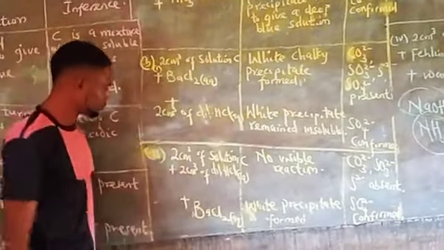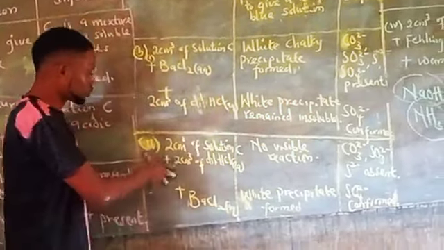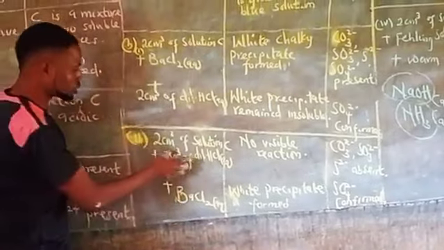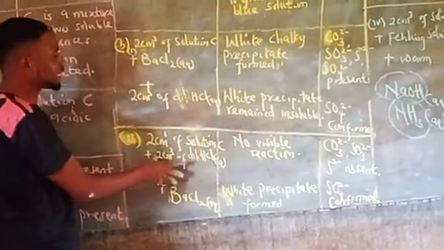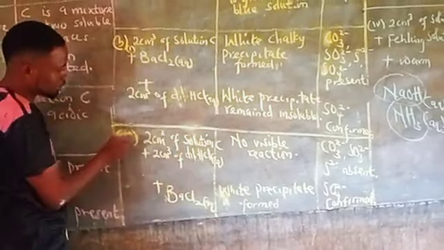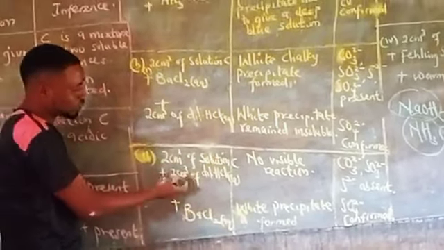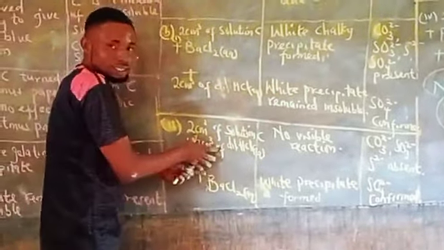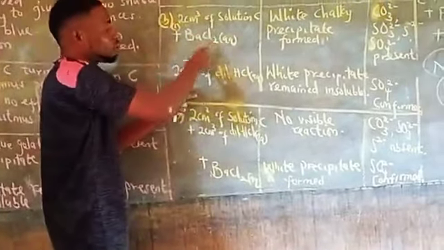Now number 3. 2 cm cube of solution C, also add dilute HCl. Now look at this. This one comes first here. We add HCl first, before barium chloride. But in the earlier test, we add barium chloride first before HCl.